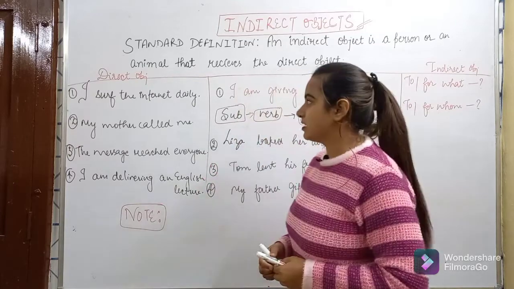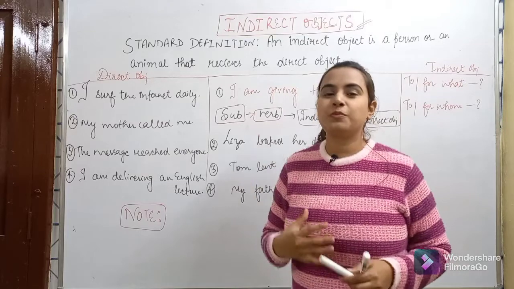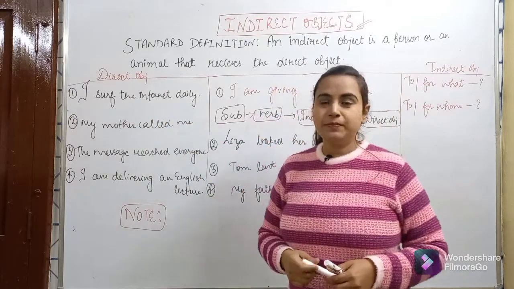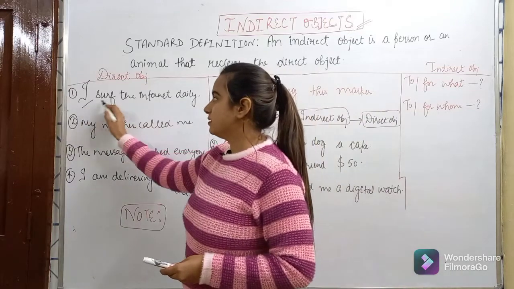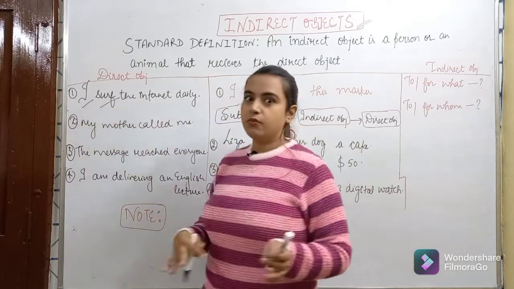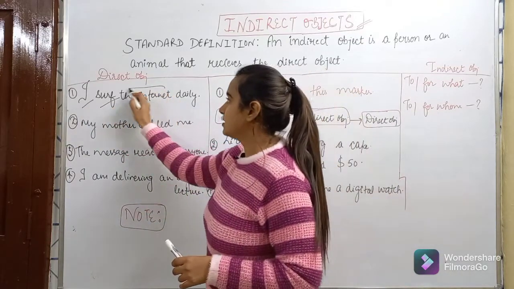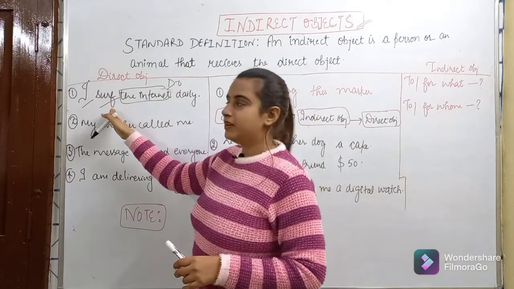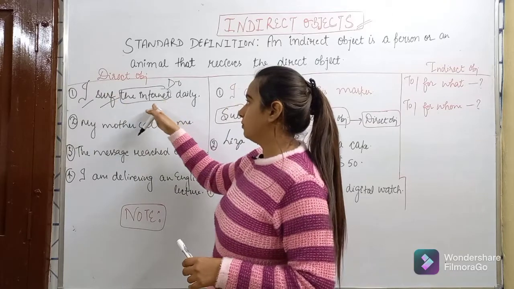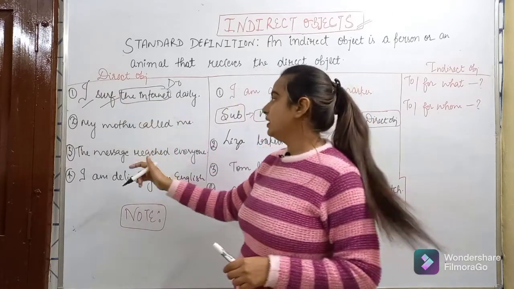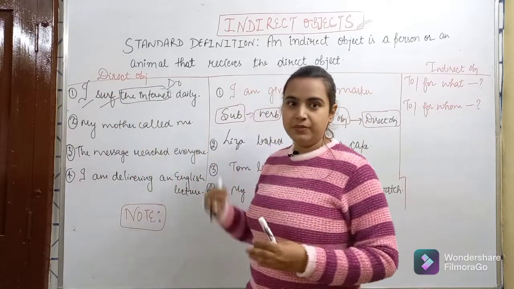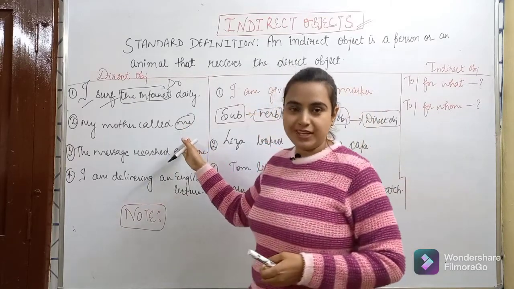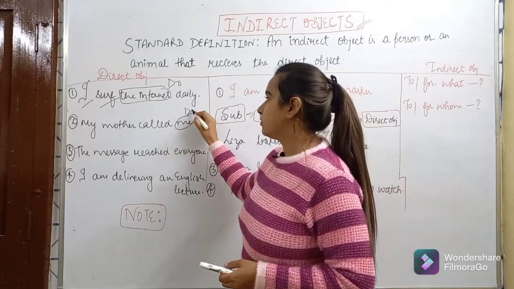So let us take some examples to memorize the topic of the direct objects. I surf the internet daily. So I is the subject here, surf is the verb here. I surf what? I surf the internet. It is a direct object because the action of surf is being directly performed on the internet. My mother called me. My mother called who? My mother called me. It is a pronoun in the objective case, so it is your direct object.